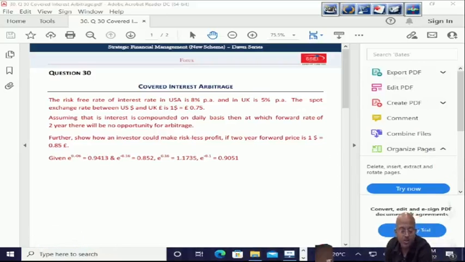Is e power minus 0.06 given? Yes, it's given in the sum. It's 0.9413. If it was not given, then you would apply the formula: power, into 1 plus rate, into 12 times. Do you remember? What was the value? 0.0002441, 24417206. We are just trying to recollect.